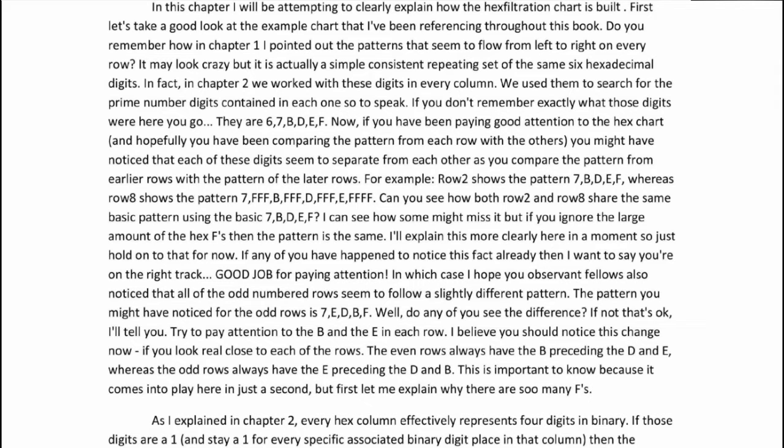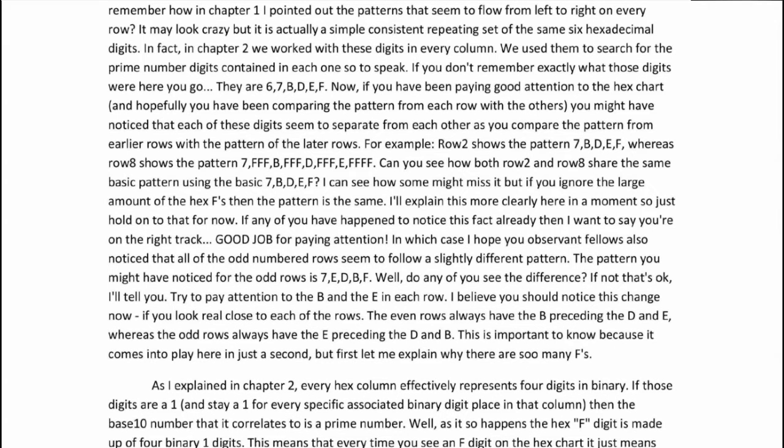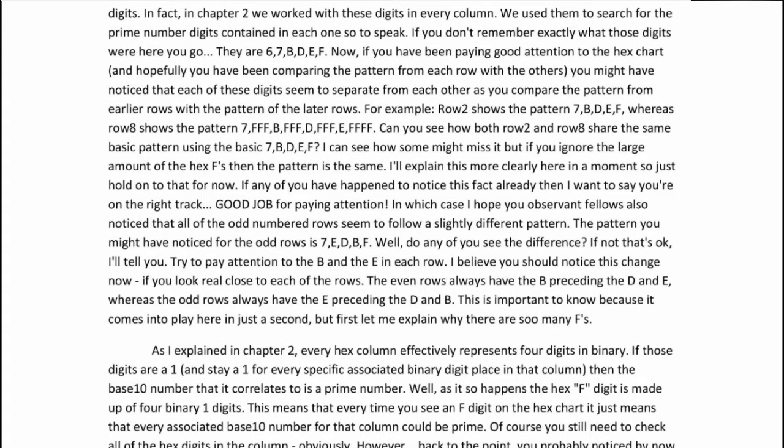Now, if you've been paying good attention to the hex chart, and I hope that you have been comparing the pattern from each row to the others, you might have noticed that each of these digits seem to separate from each other as you compare the pattern from earlier rows with the pattern of later rows. For example, row 2 shows the pattern 7, B, D, E, and F, whereas row 8 shows the pattern 7, F, F, F, B, F, F, F, D, F, F, F, and E, F, F, F.